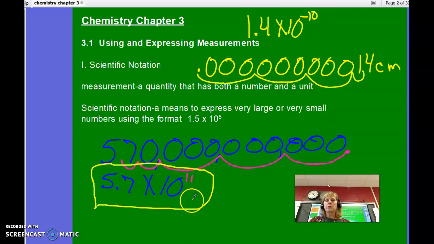So that's the difference between whether it's positive or negative. If it's a number greater than 1, your exponent will always be a positive number. If it's a value or a number less than 1, we're moving that decimal to the right instead of to the left. Less than 1 is always going to be a negative exponent.